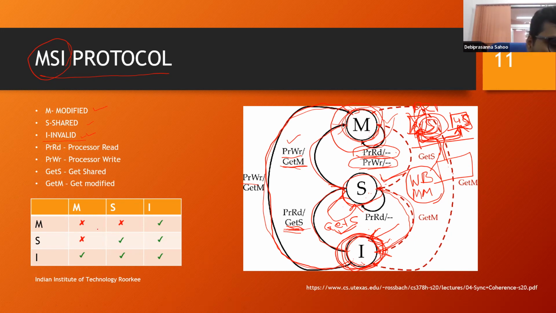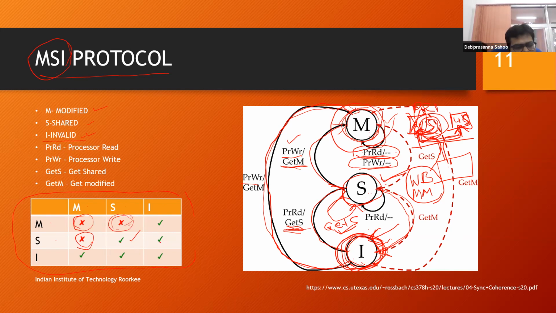Similarly, if you look at the table on the left hand side, these are the combinations of states which are possible between the two cores. So you cannot have modified in two cores. Similarly, you cannot have modified and shared combination. You can have shared and shared combination. This is correct. So modified and modified, and modified and shared are not allowed. All the other combinations are allowed.